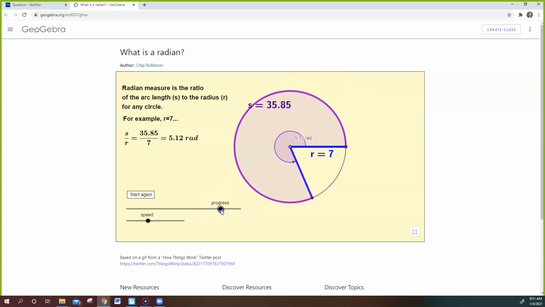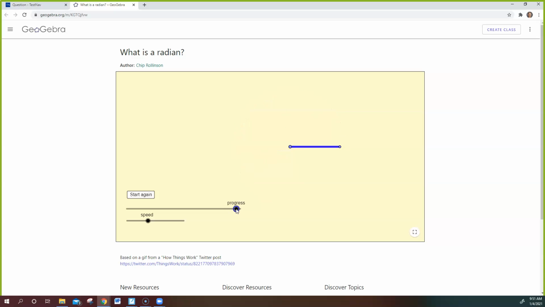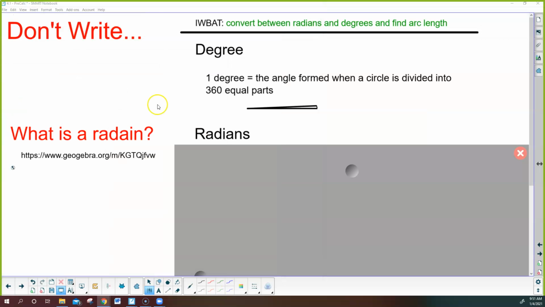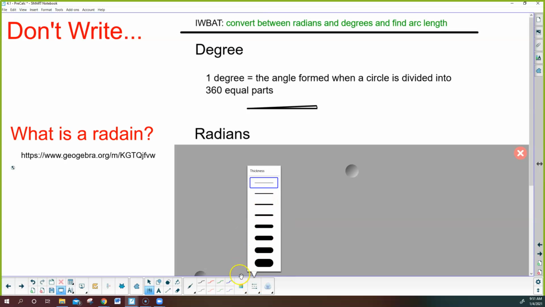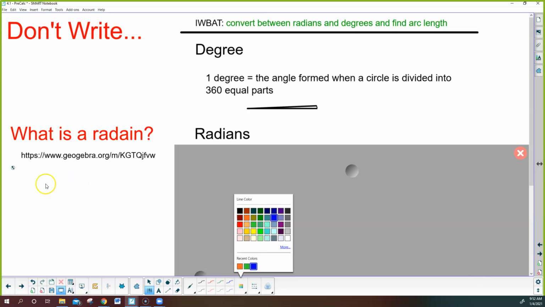Okay, and if I keep going, you could see that if I go all the way around the circle, the circumference of the circle is 43.69. If I divide that by 7, we get 6.28, which is 2 pi. All right, so that's a visualization of what we're going to be talking about here. So let's think about this right now, and we're going to make a little connection. You do not have to write this because it's on the next slide.